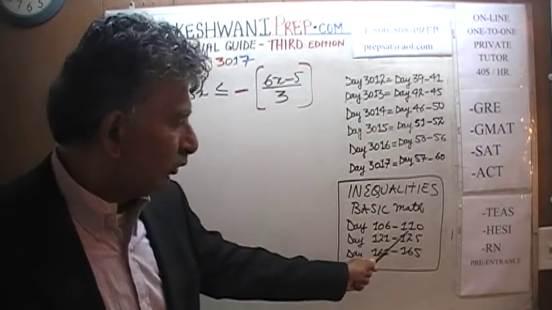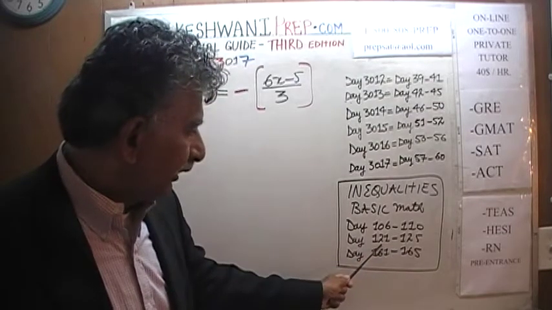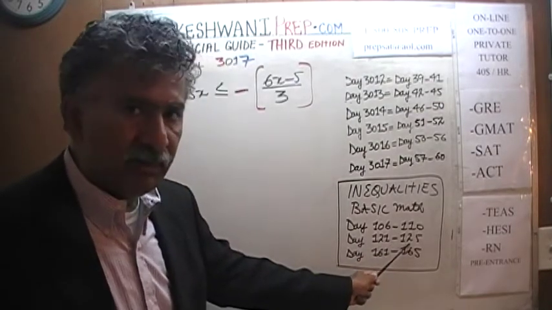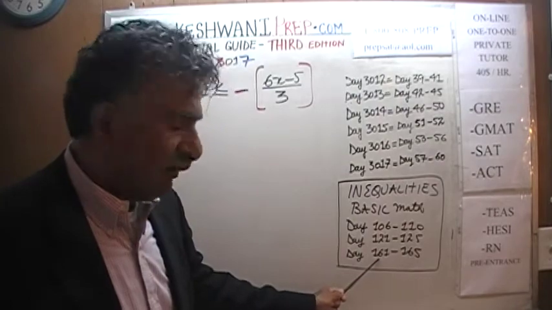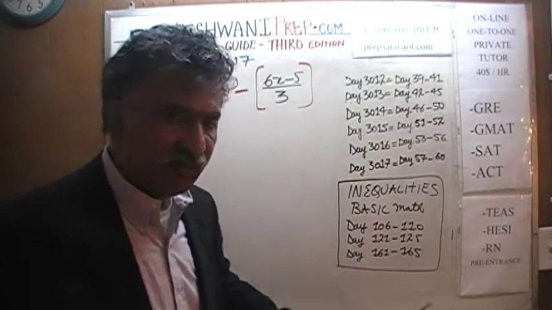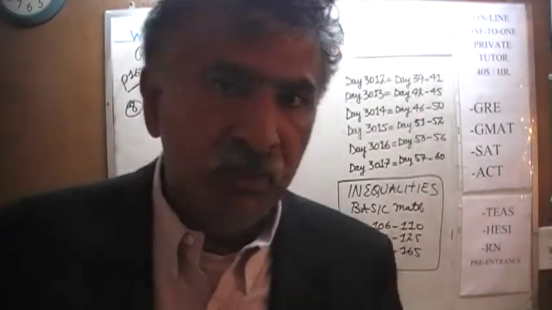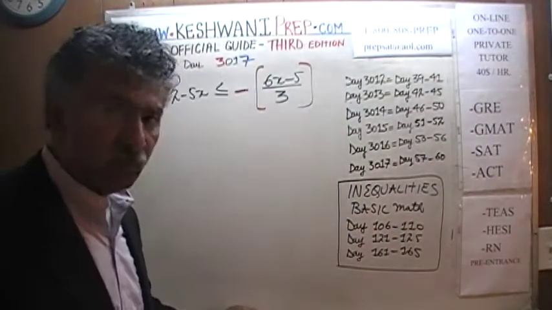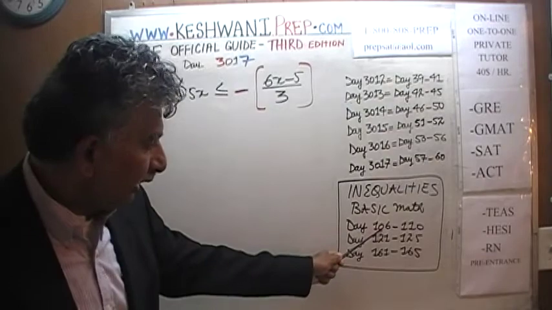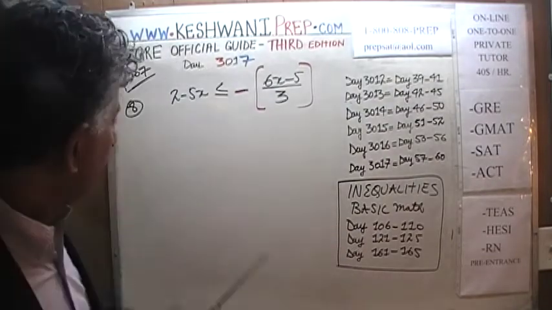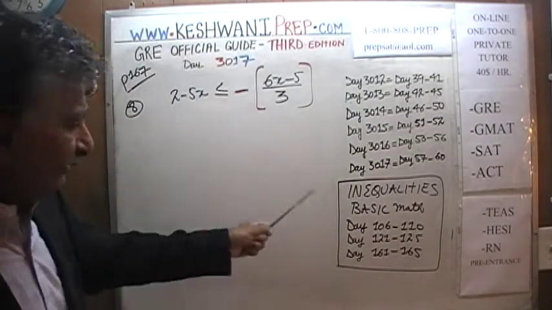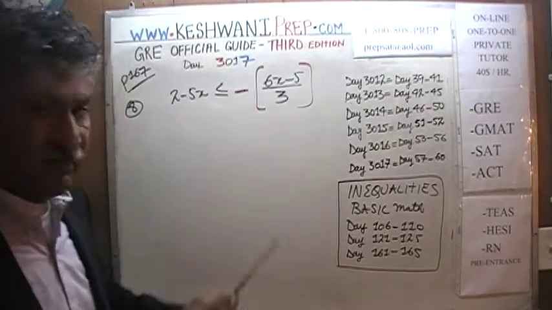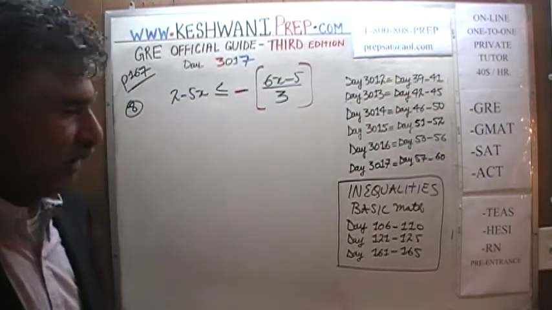Day 106 through 110, those are easy problems. Day 121 through 125, where we did problems that are medium. And then finally, from day 161 to 165, you will find 5 more problems which are quite challenging. And if you're interested, you can work through those problems, or at least work through the first 5 or 10. In this category, this would qualify as an easy problem. It's a very straightforward, simple problem.